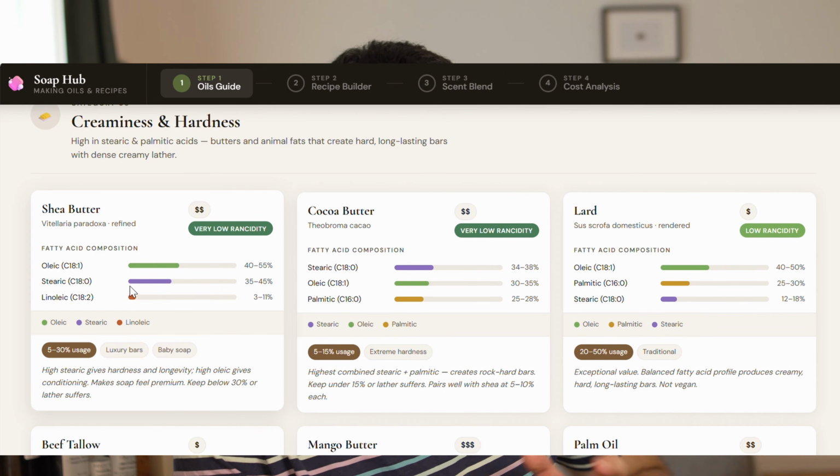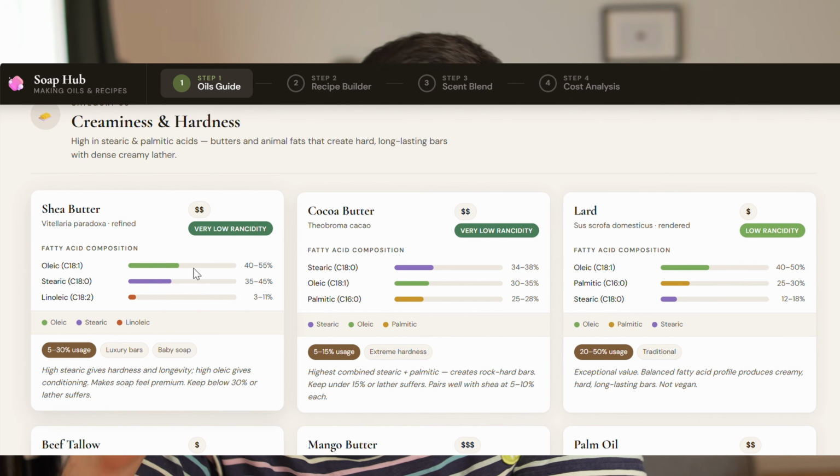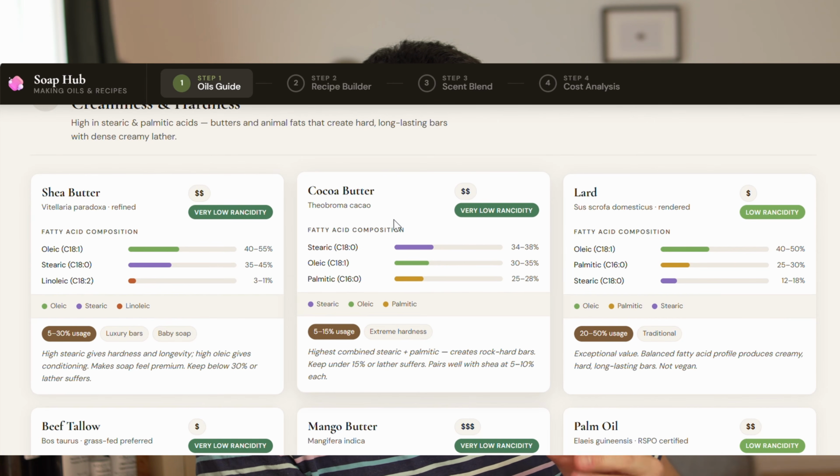So if we start with shea butter, it is high in oleic acid, 40 to 55%, but it's also high in stearic acid. And this is the key ingredient here. Stearic acid is what adds creaminess to your lather. When stearic acid reacts with sodium hydroxide, it produces sodium stearate, and this is what adds creaminess and structure to your lather.